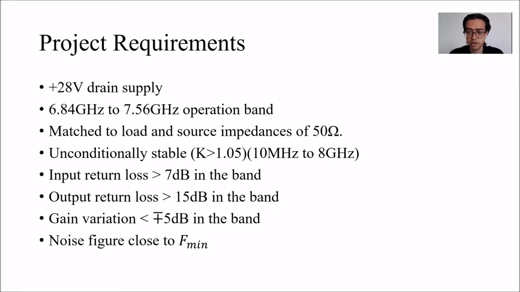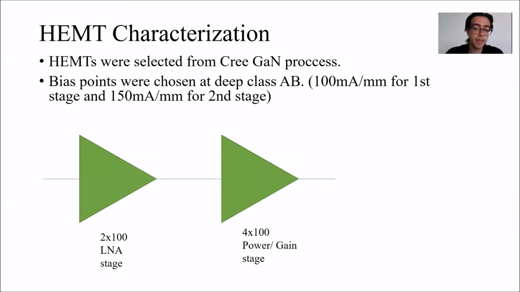As the project requirements suggested, in the first stage I selected two HEMTs from the Cree GaN process, and I chose the bias points at deep class AB operation. I determined two stages, the first stage as the LNA stage and the second stage as the power gain stage. In the first stage I decided to use a 2x100 HEMT, and in the second stage, a 4x100 HEMT.